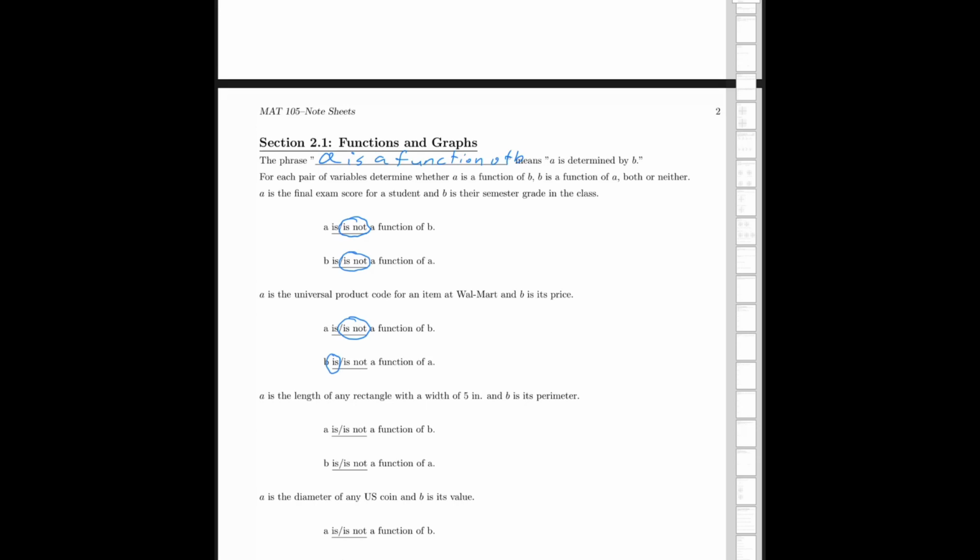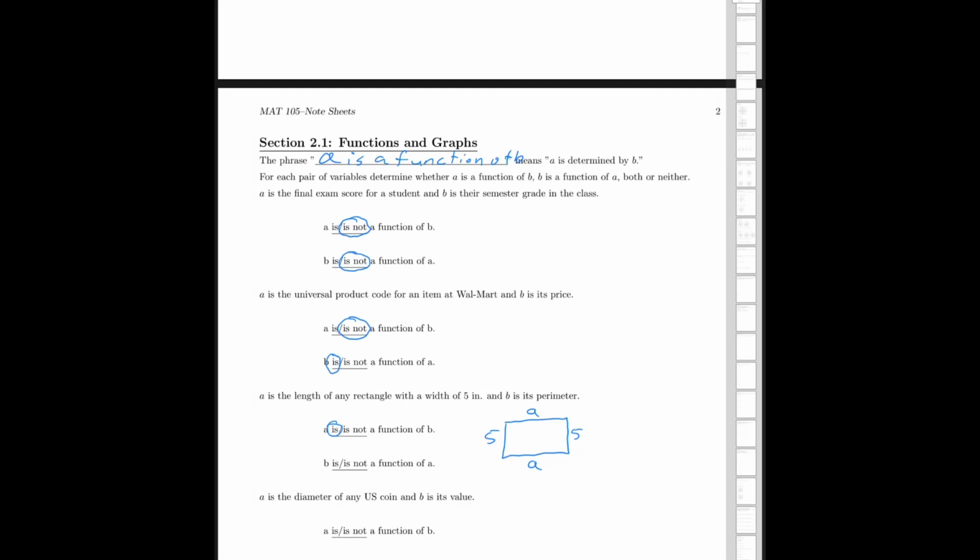And then the third example here is A is the length of a rectangle with a width of 5 inches and B is its perimeter. So if we draw a little picture here of our rectangle, we can put A's on the lengths and 5 on the widths. And if we know the perimeter of this rectangle, then we could figure out what the lengths are. So for example, if the perimeter was 30 inches, then we know that we have 5 and 5, so that's 10 inches. So that leaves 20 inches for these two lengths, so A would be 10. So A is a function of B.